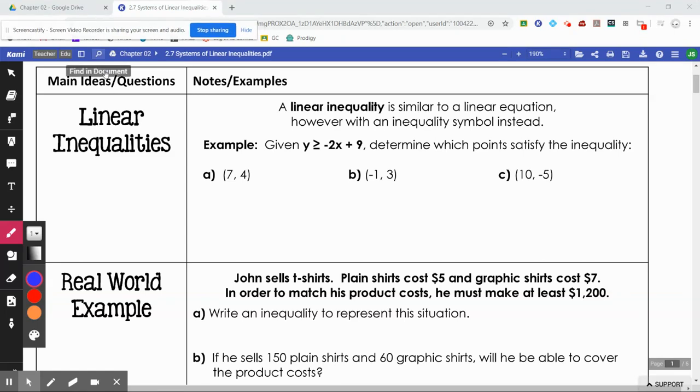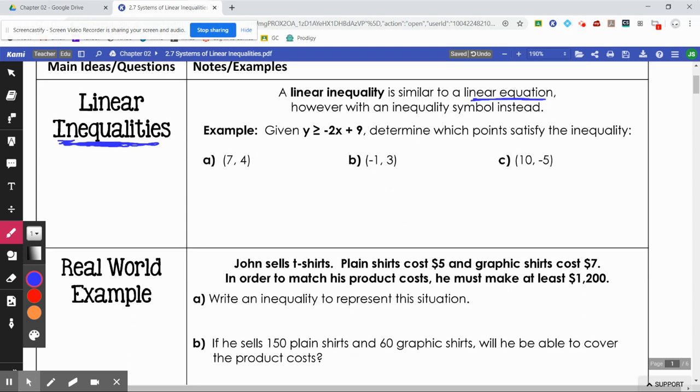Okay, in this lesson, we're going to be talking about linear inequalities still. And a reminder that inequalities mean not equal. So that's your greater than, less than, greater than or equal to, less than or equal to. A linear inequality is similar to a linear equation, however, with an inequality symbol instead. So we remember graphing y equals mx plus b, so it's very similar to that.